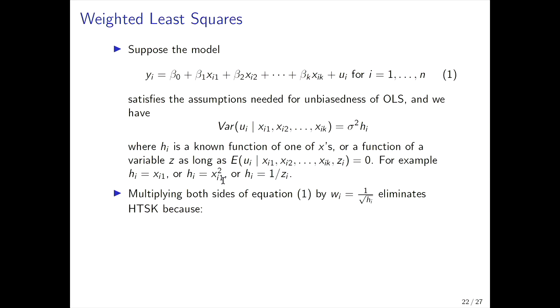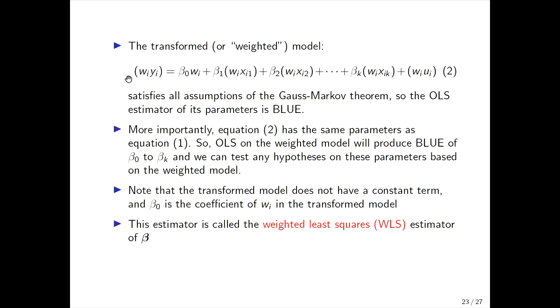So once I've defined h, I then define wi to be 1 over the square root of hi. And now I multiply on both sides of equation 1 by wi. So this is my transformed model. And the thing to note about the transformed model is that the error term in the transformed model, wi times ui, is going to be homoscedastic.